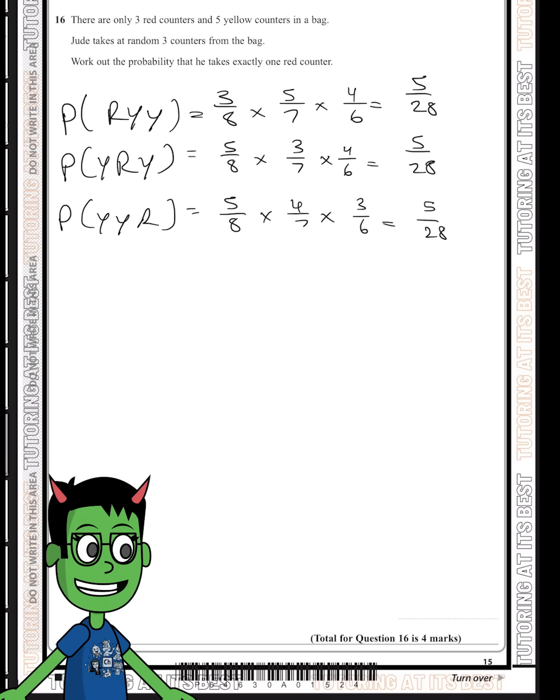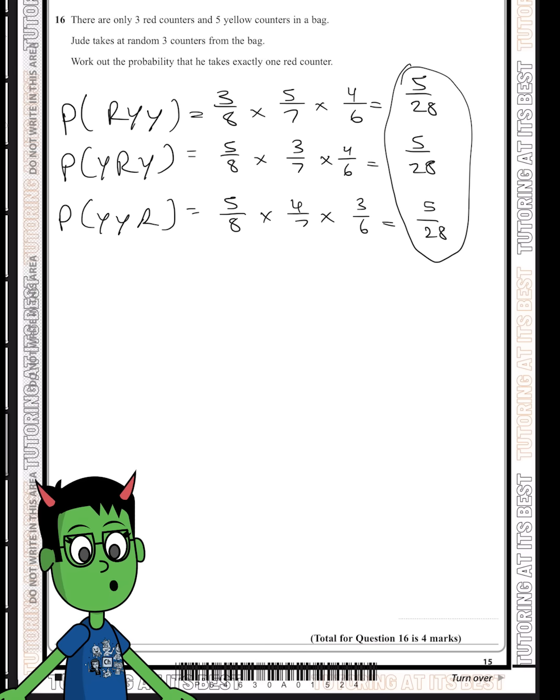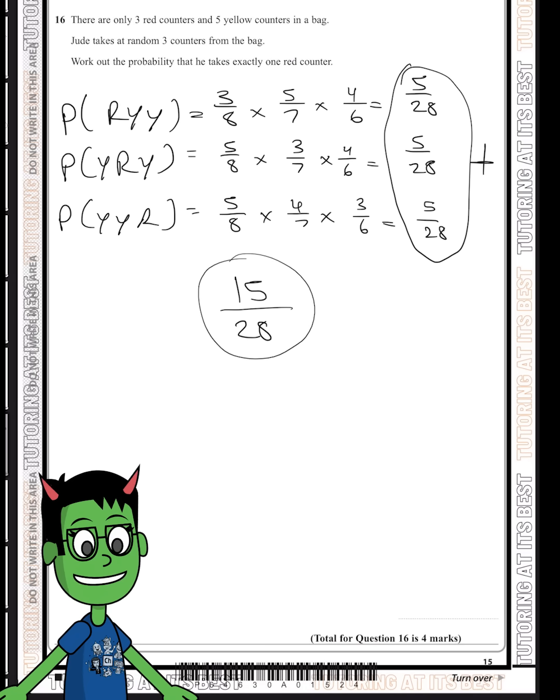So now all we need to do is simply add these all up together, and we're left with 15 over 28, and that is our answer. That's the probability that he takes exactly 1 red counter. So remember to write down all your probabilities and then add them at the end.